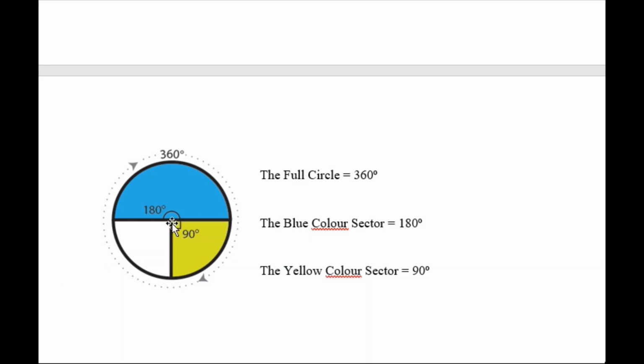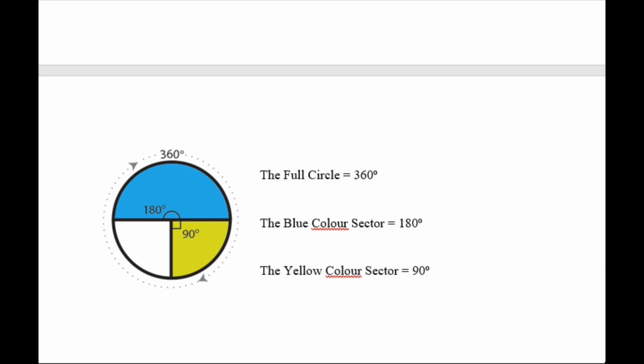So there again we have two radii and a part of a circumference enclosing this sector. Thereby this is a sector of a circle, and it is 90 degrees. Okay, so I hope you understood what a sector of a circle is and how you find out the sector of a circle.